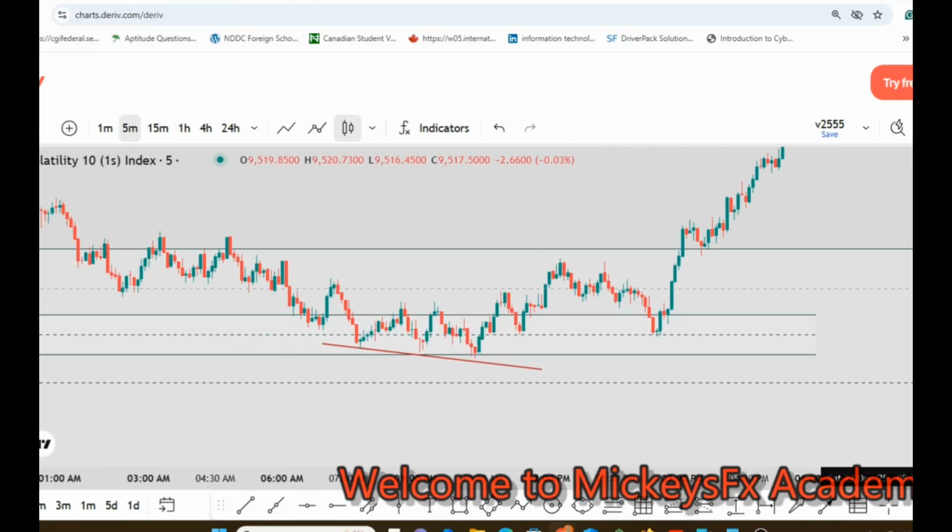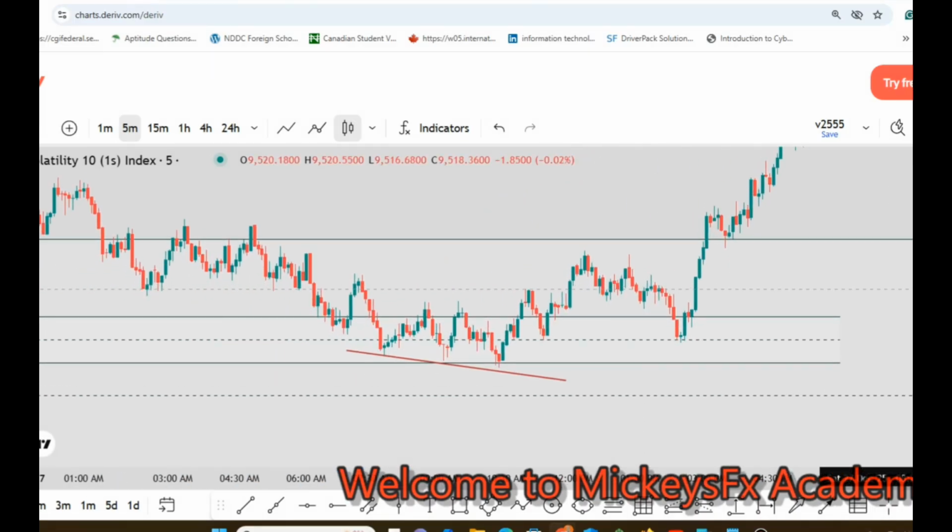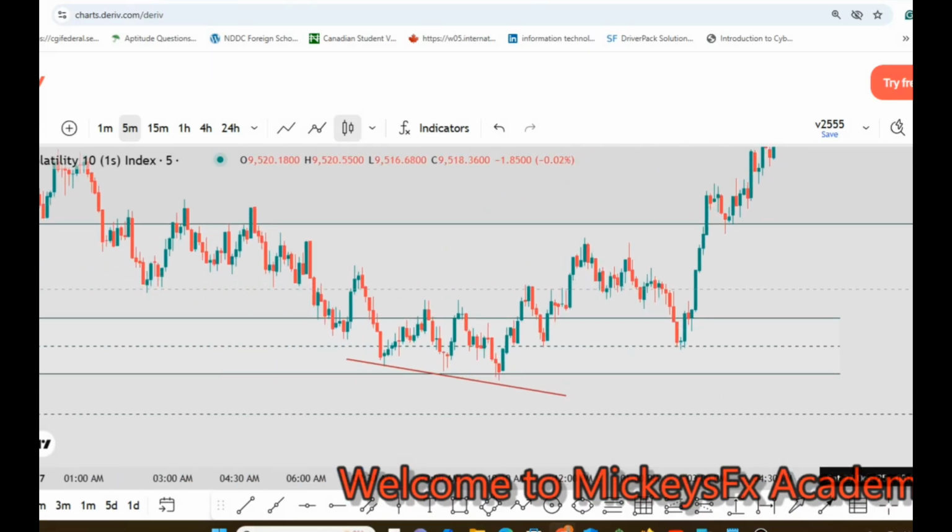When price printed this lower low, this is the last lower low. Now this is the last low price printed here. Making price printed this low, we have an up close candle. You see, price gave us this up close candle. This up close candle is now serving as our order block.